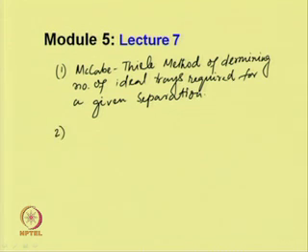Secondly, we have seen how to calculate the number of ideal trays required theoretically. So, with the Fenske equations, we have discussed how to calculate the number of ideal trays theoretically, by the analytical method.